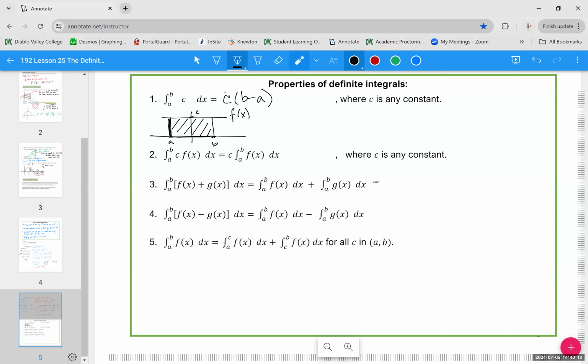All right, next property, if I have an integrand that has a constant in it, I can pull that constant out front and multiply it by the integral. It's based on a limit, and that's what we're doing with limits. Same with adding and subtracting. If you're doing the integral of a sum or a difference, you can do the two integrals separately and then add or subtract them.